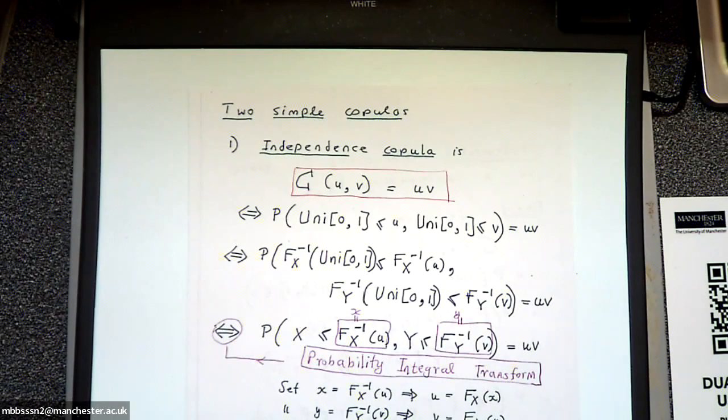And the independence copula is defined as, hi Veronica, thank you for coming. I'm not on strike.